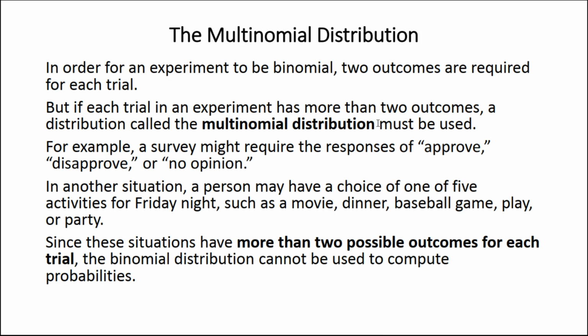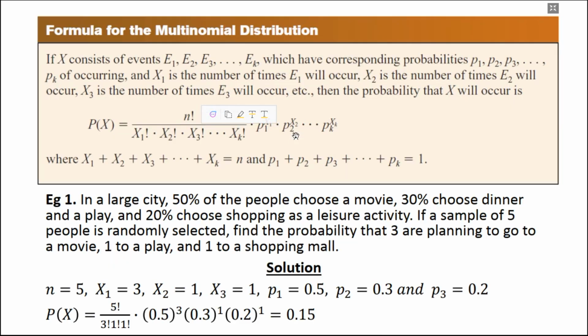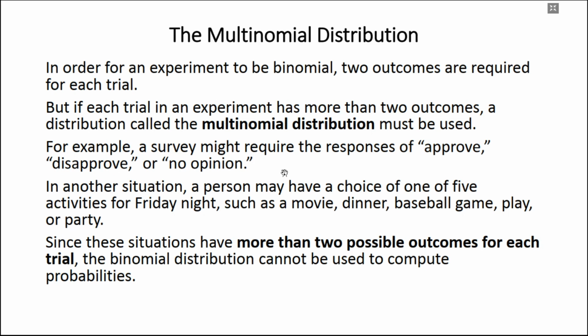So whenever our outcome is more than two, we use what we call the multinomial distribution to analyze that problem. For example, a survey might require the responses of approve, disapprove, or no opinion. You see, right now this outcome is more than two. We have approve, disapprove, and no opinion. So here we can't use binomial distribution. We have to adopt multinomial distribution.